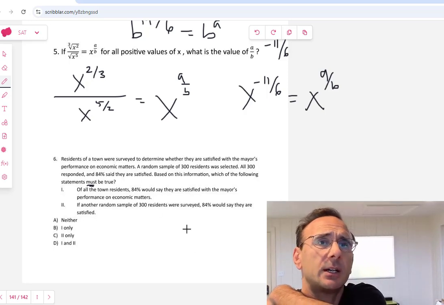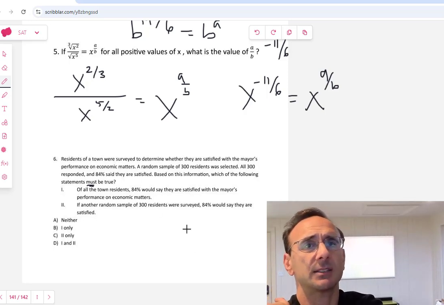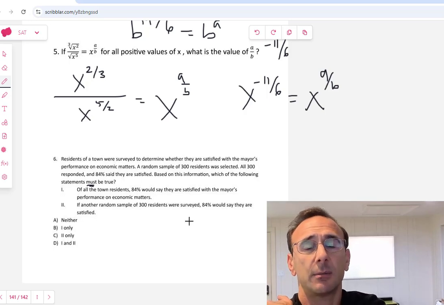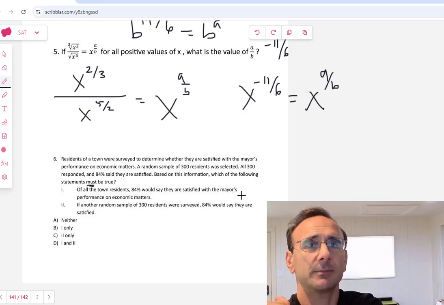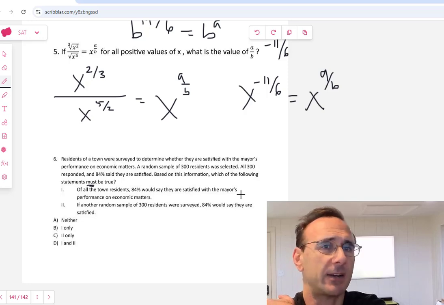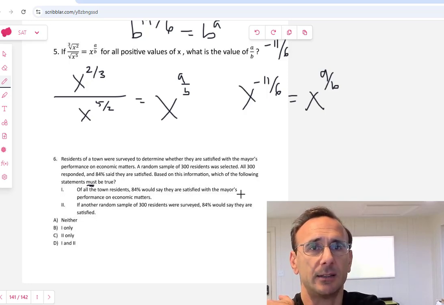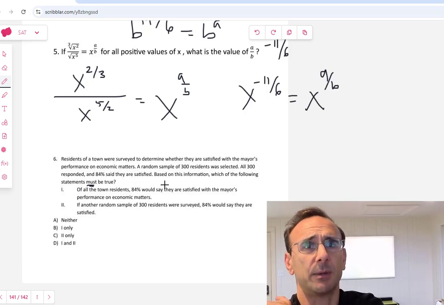Number 1, of all the town, 84% say they are satisfied. Possibly. Maybe this is a big enough sample. Maybe it's very representative of the town, but it doesn't have to be. Maybe the town had 10 million people in it, and it was a rainy day when they asked the people what they thought. So the data could be skewed. Nothing has to be true.